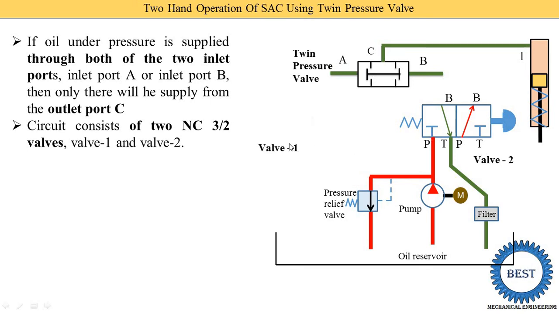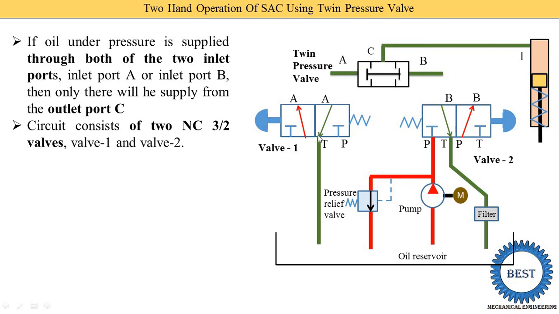Now here we draw valve A. So here you see this is the symbol of valve A. And initially this T port is connected with the reservoir, and the P port is connected with the outlet of the pump.